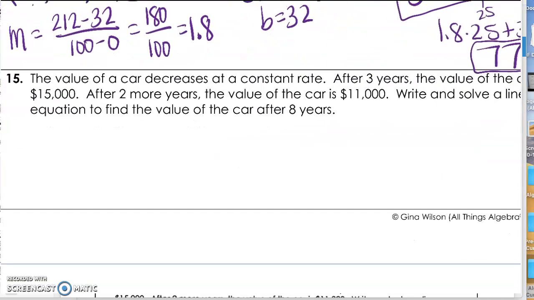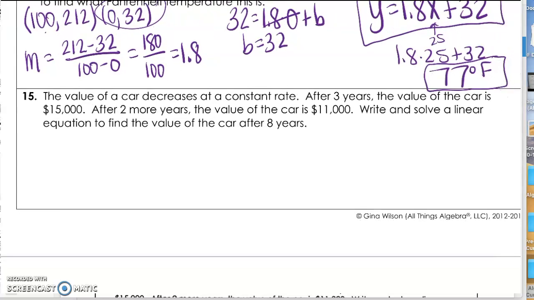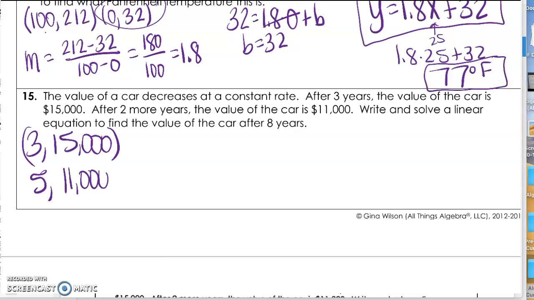For 15, the value of a car decreases, so that should tell you that your slope needs to be negative. So 3 years, 15,000. After 2 more years, so that would be 5 years total. You don't want to use a 2, you need to use a 5. It's at 11,000. Okay, so that's a little bit tricky. Is that 3 years was 15,000? You can't use 2. 2 more would be 5 years.